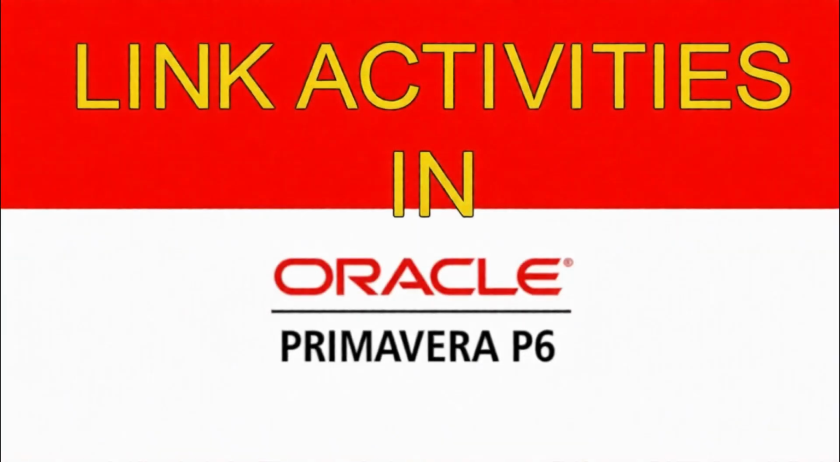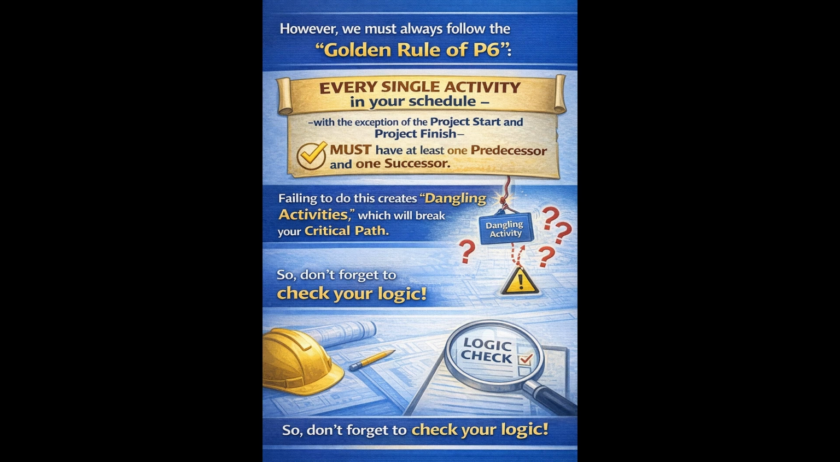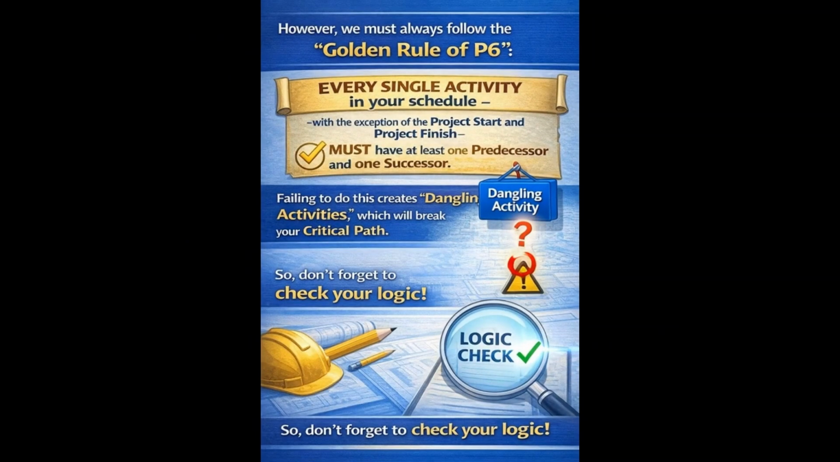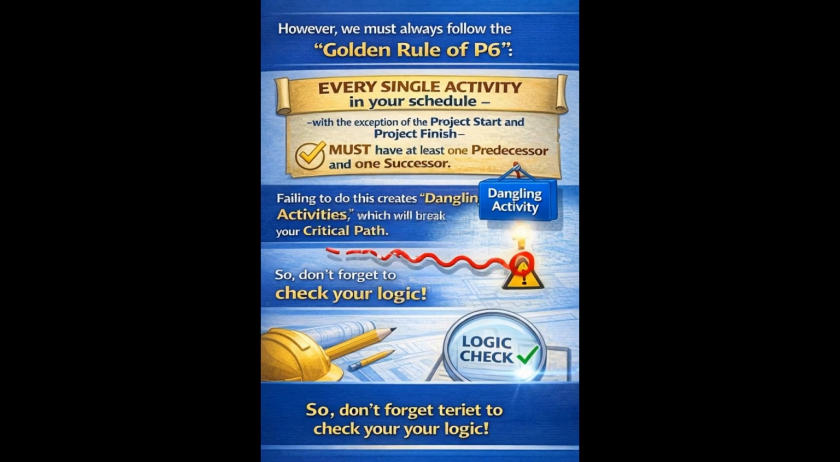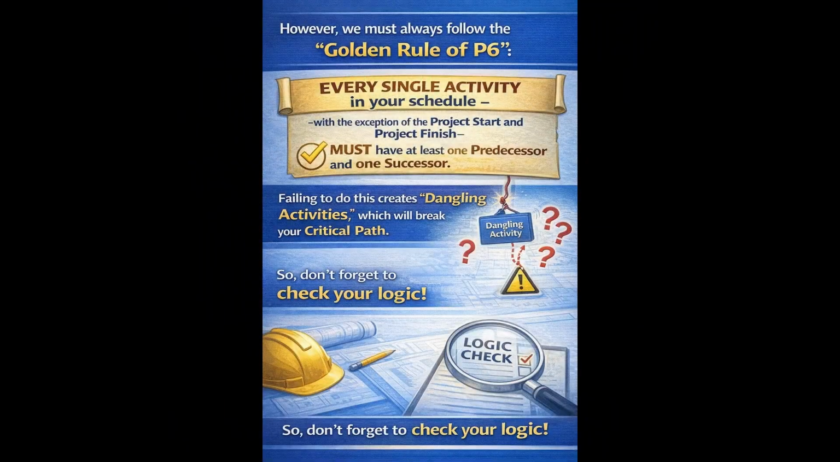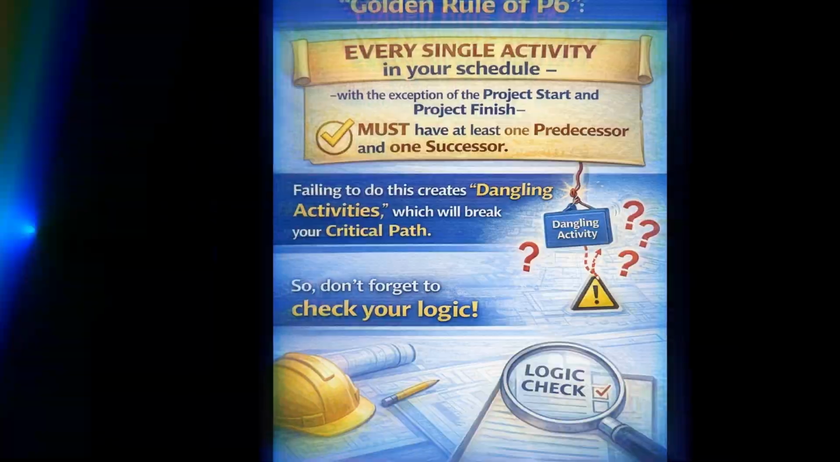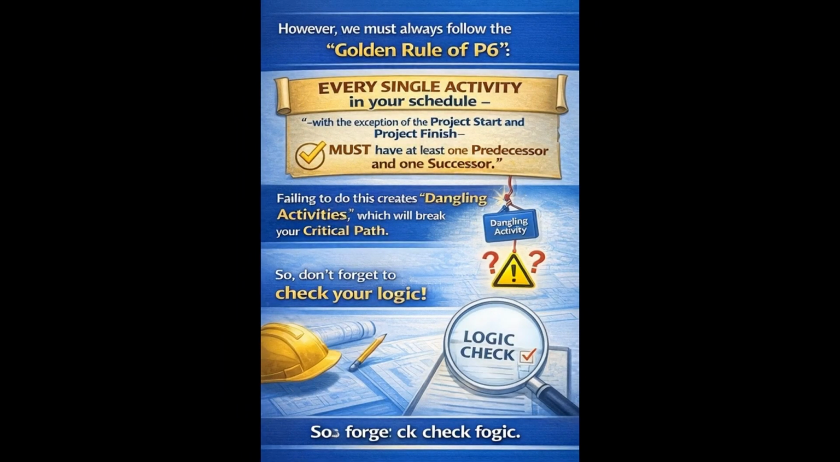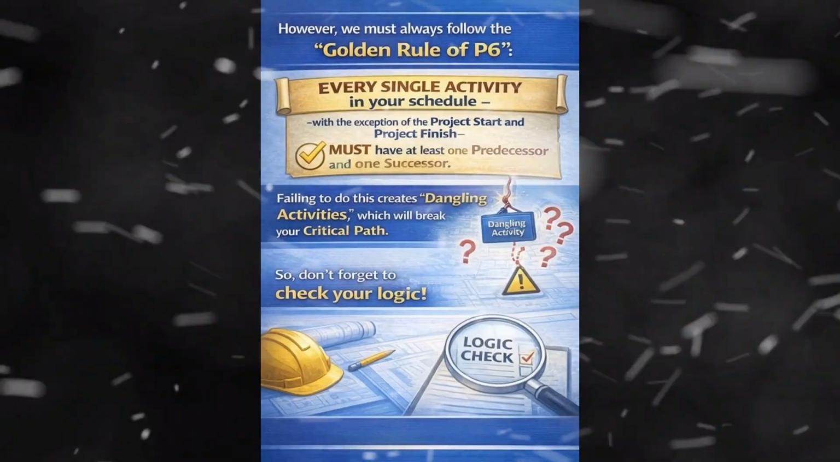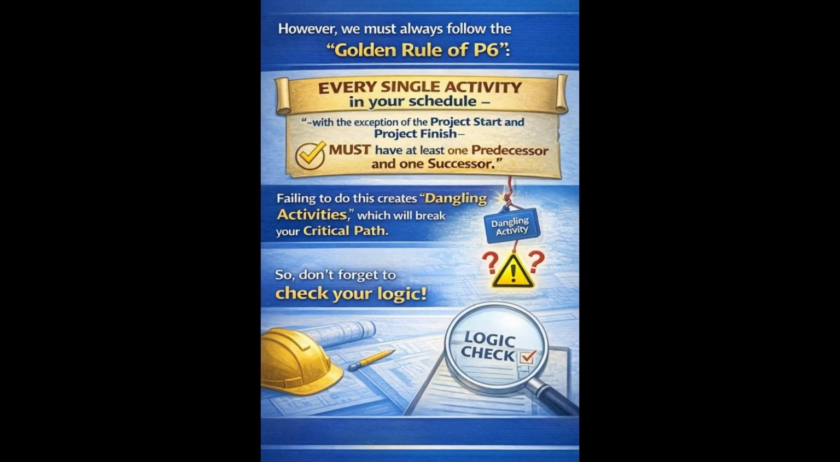We have seen three ways to link activity relationships. However, we must always follow the golden rule of P6. This means that within our overall work plan, every single activity, with the exception of the project start and finish milestones, must have at least one predecessor and one successor. If not, we are creating dangling or open-ended activities, which will break our critical path. So always remember to check your logic.